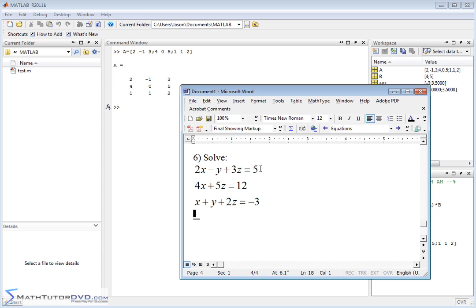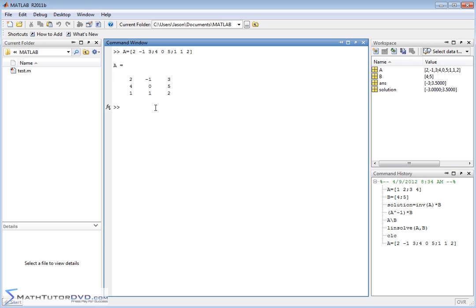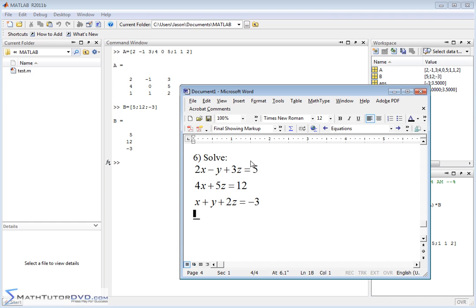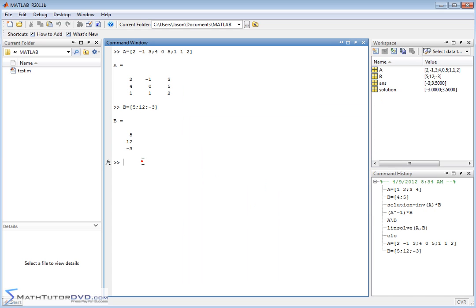For the right-hand side, we have 5, 12, and negative 3. So we'll say B is equal to 5, 12, negative 3, and notice I had to put semicolons everywhere because we have to have the B matrix in terms of a column. We really want it to look just like it's written here. The B matrix is a column, the left-hand side matches perfectly. Now there's lots of different ways to do it. You could do linsolve A comma B, and that'll get the answers. We have the three answers. X is equal to 10, Y is negative 1.8, and Z is negative 5.6.